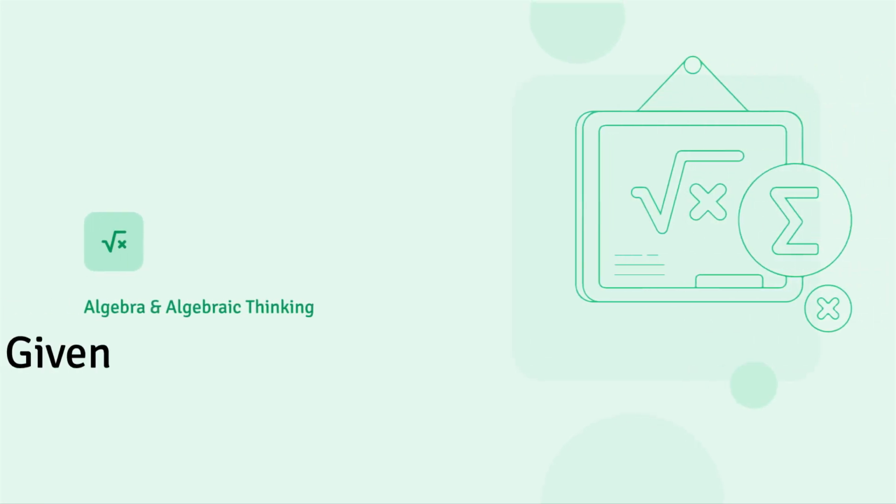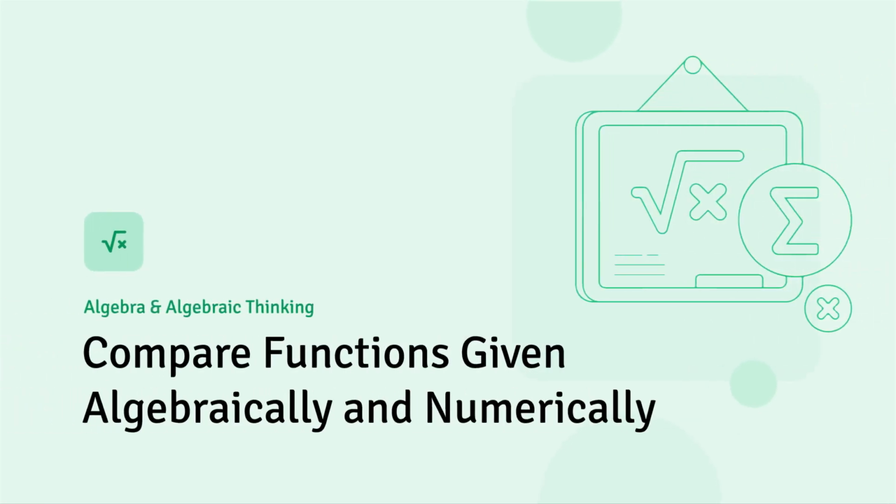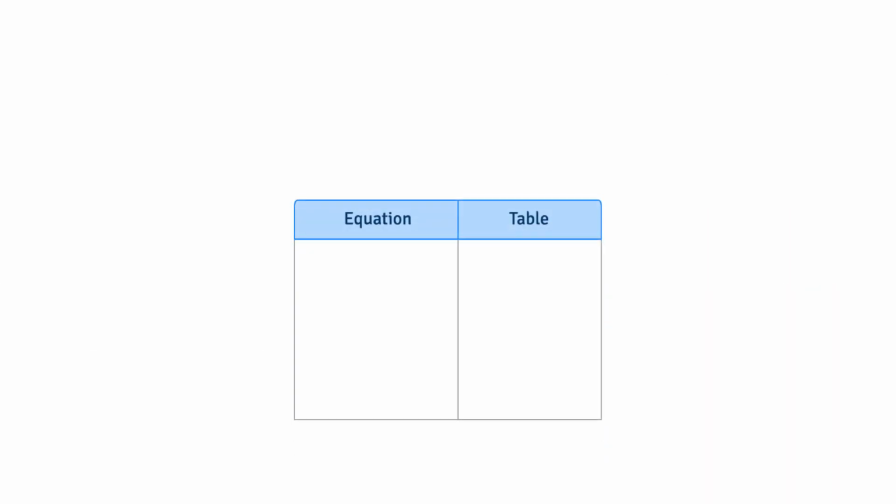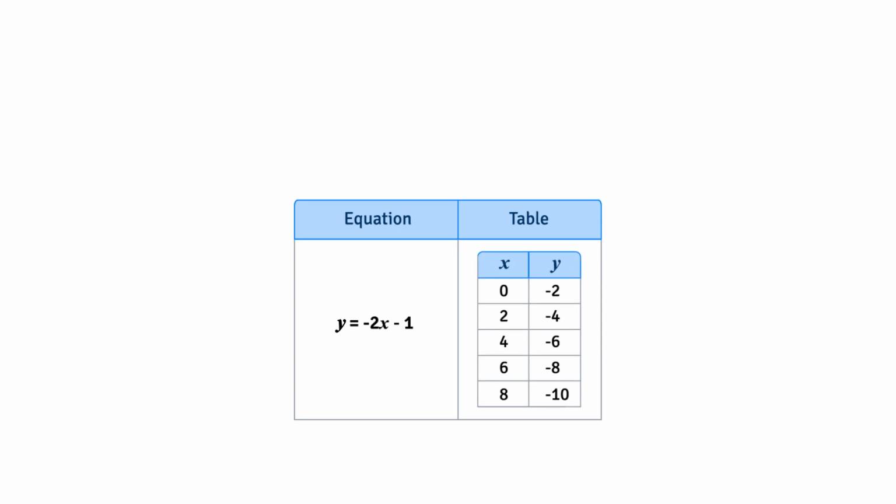Compare functions given algebraically and numerically. Functions can be written in different ways. Here are two different functions. One is represented algebraically by an equation, and the other is represented numerically in a table. How can you compare these two functions?